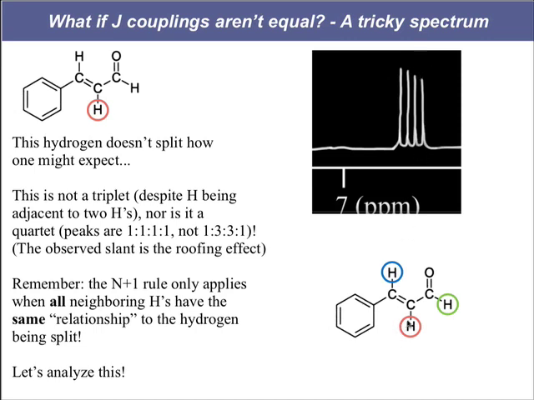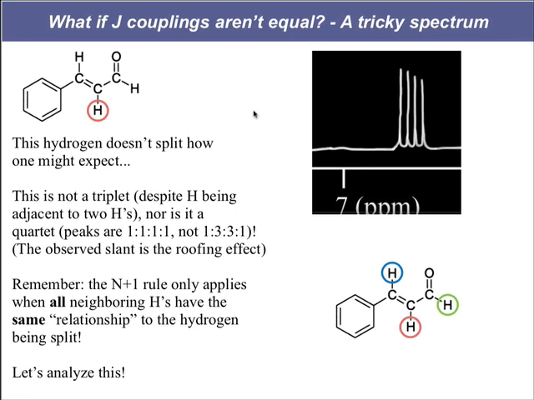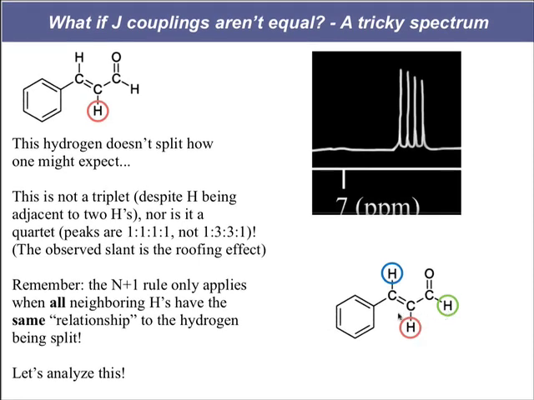What's more downfield than the red hydrogen is the blue neighbor. This guy's benzylic, so he's closer to the benzene ring. He's already 5 to 6 for being on the alkene, but then he's going to be closer to the ring. So remember that the N+1 rule only applies when all the neighboring hydrogens have the same relationship to the hydrogen being split. The relationship from the red to the blue is different than the relationship from the red to the green. That's why this is not a triplet.